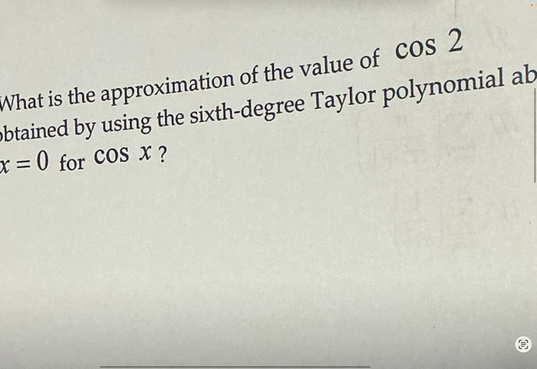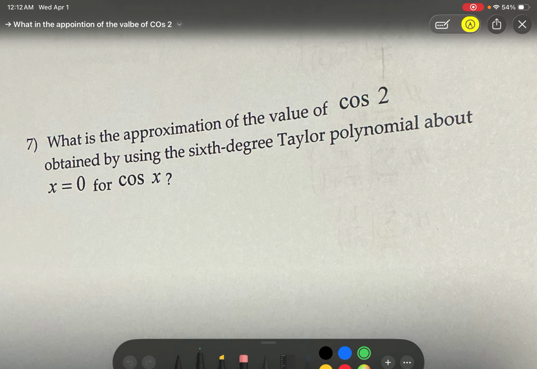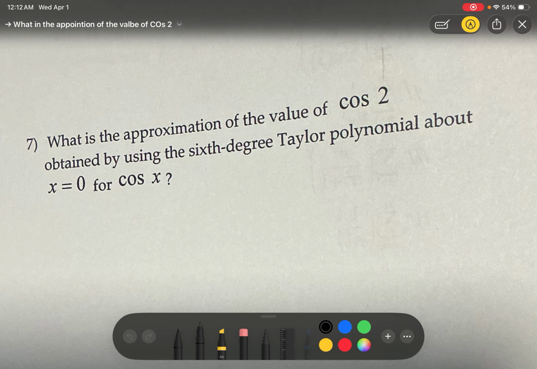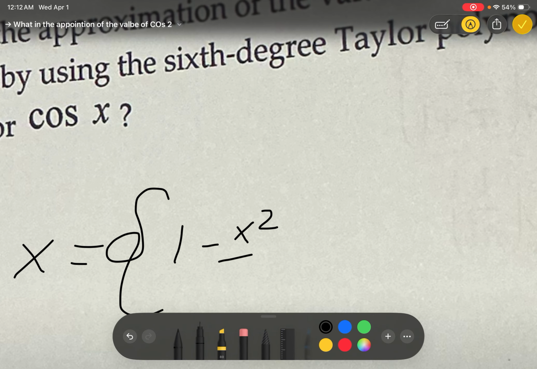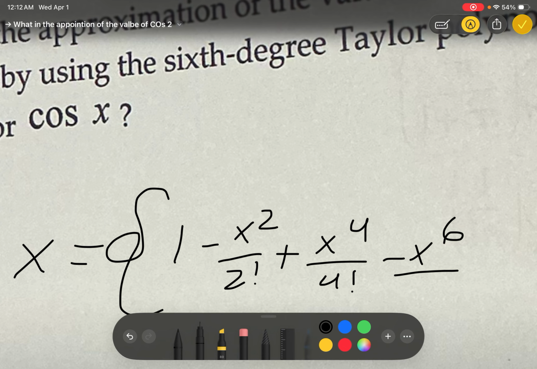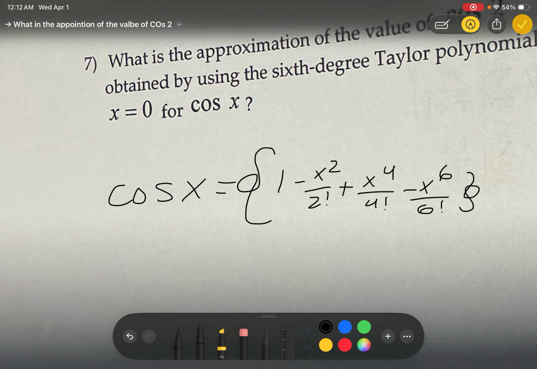So these are one of your memorized series. Cosine of x, I feel like that belongs to the evens side. I always think of it that way. So it's going to be 0, 2, 4, 6, and so on. And it also alternates. But when you alternate, it always subtracts first, then adds, and then alternates throughout. So it's going to be 1 minus x squared over 2 factorial plus x to the 4th over 4 factorial minus x to the 6th over 6 factorial. Cosine of x is done.